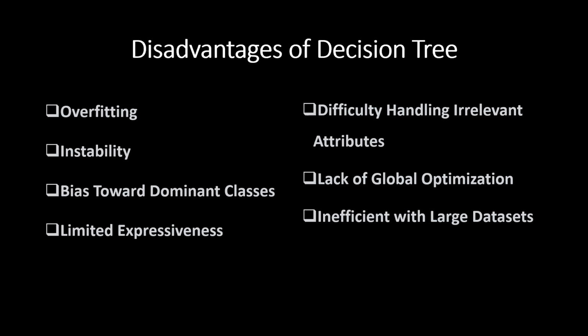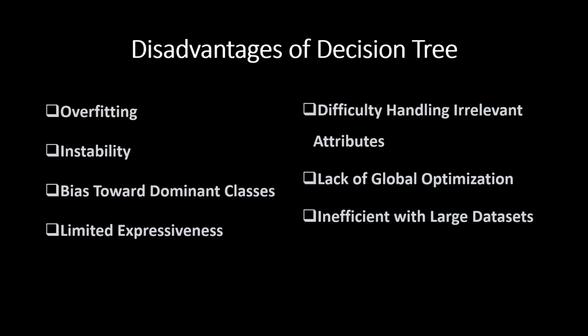Let us now discuss the disadvantages of decision tree. So the major disadvantage is overfitting. The model might be performing well with the trained data, but not with the test data. So a decision tree may definitely create an overfitting model.